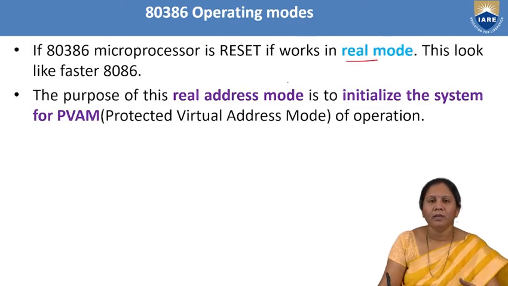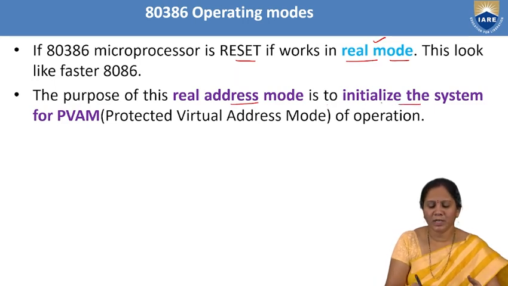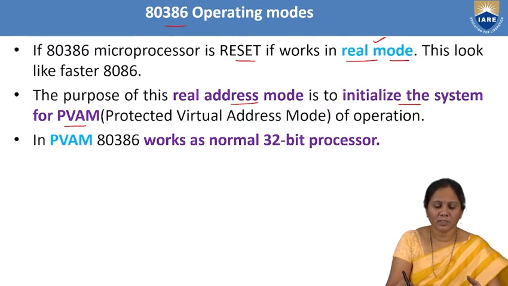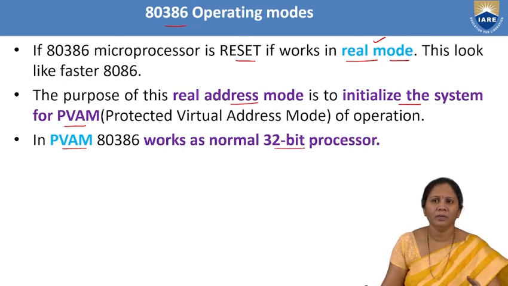Now, when this 80386 microprocessor is reset, it will be operating in the real mode. If 80386 or 80286 microprocessor is operating in the real mode, the operation will be the same as 8086 microprocessor, but a faster 8086. The main purpose of this real address mode is to initialize the system for protected virtual address mode. When it is operating in the protected virtual address mode, it works as a normal 32-bit microprocessor.